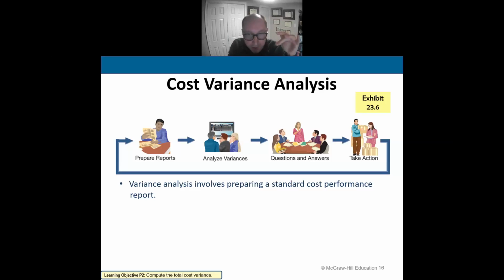But controllable costs are things like direct materials, direct labor, factory overhead. Those are things that we can control to some degree. And so, as managers, we need to understand our variances because that is an indicator of a potential issue that we can then take action on. So the process is we prepare the variance reports, analyze the information, have some questions and answers, and then take action based off of the variances that exist.